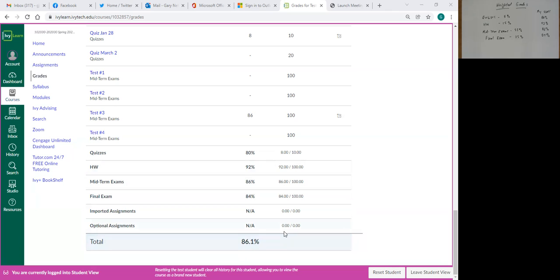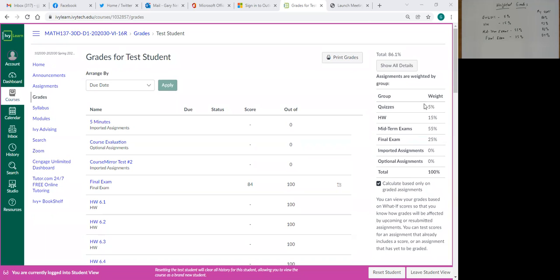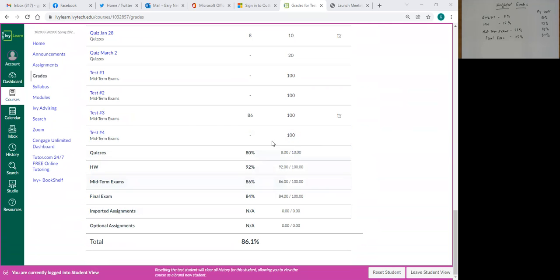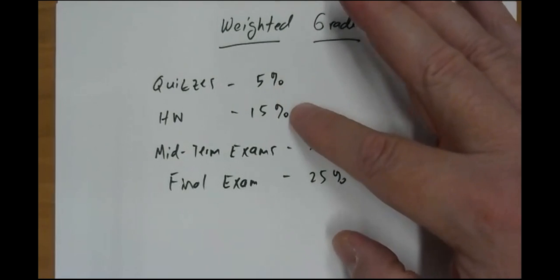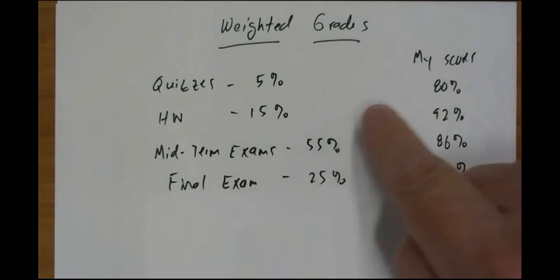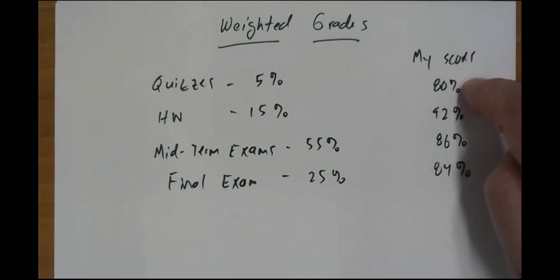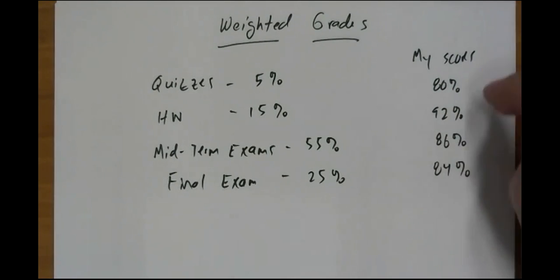So let me go back and show you how we perform this calculation. This calculation is going to be based upon the weightings, this information up here, and then also the actual scores of how I'm doing in this class. So I sort of wrote down the information. So here's the weighting. Once again, quizzes 5%, homework 15%, midterm exams 55%. And here are my actual scores for each of those categories. So in this class so far, on my quizzes, I'm getting an 80% score. On my homework, I'm getting a 92%, and so on.